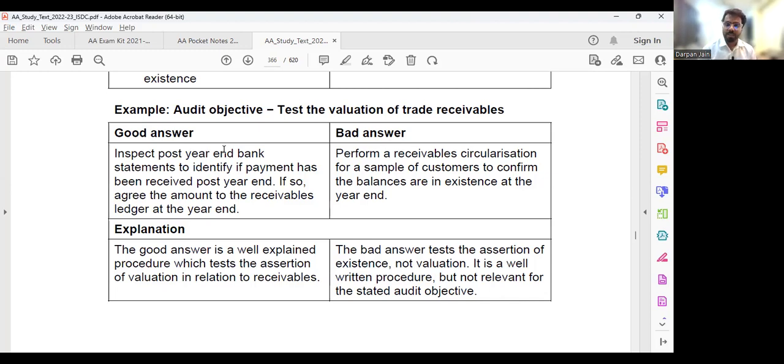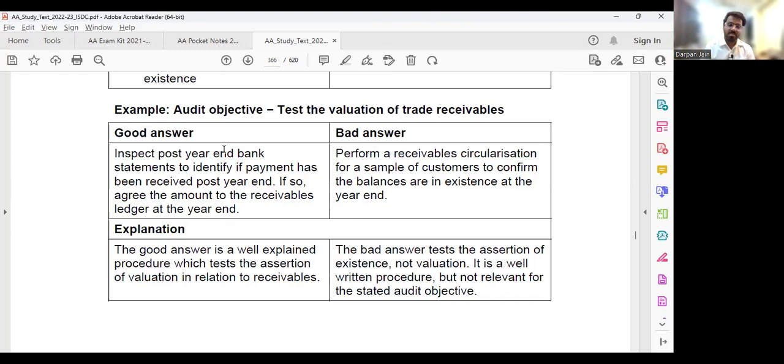If the trade receivable is not paying you, if you're not receiving any payment from the opposite person, then you should check: is there a requirement for creating a provision for bad and doubtful debt? Should you create a provision for bad and doubtful debt, an allowance for receivables? Correct? So see, good answer.